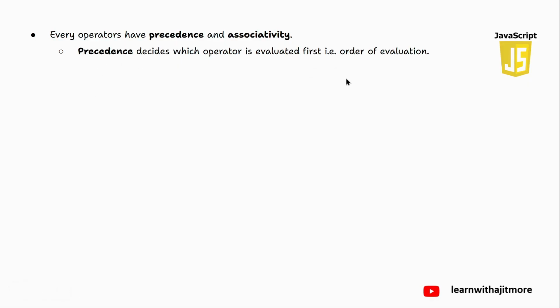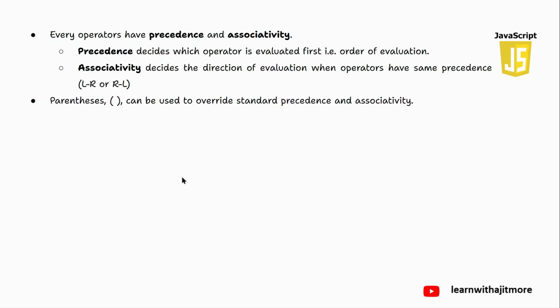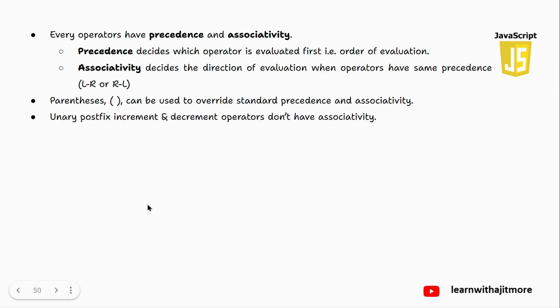See, I said I have not mentioned, but I have written. See, precedence decides which operator is evaluated first, that is order. And associativity decides the direction of evaluation. And this direction comes into action when the operators have the same precedence, that is whether to go left to right or right to left. Okay, so that part is clear. And when you want to override the standard precedence, use brackets. So parentheses, round brackets, can be used to override standard precedence and associativity.